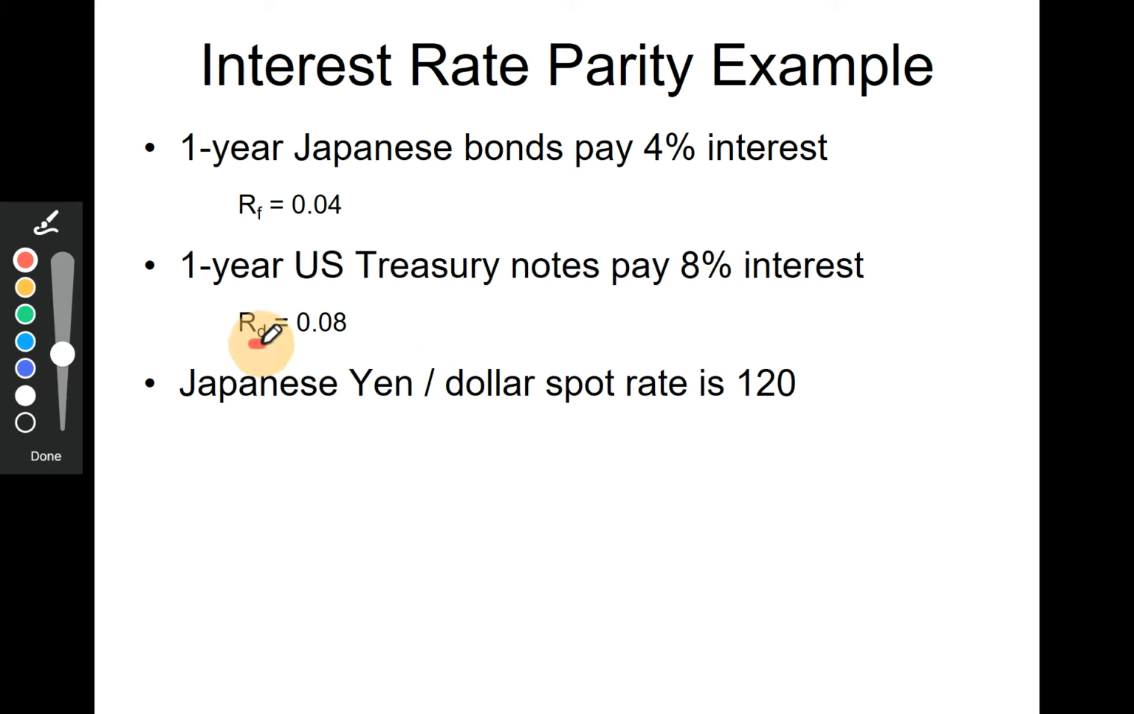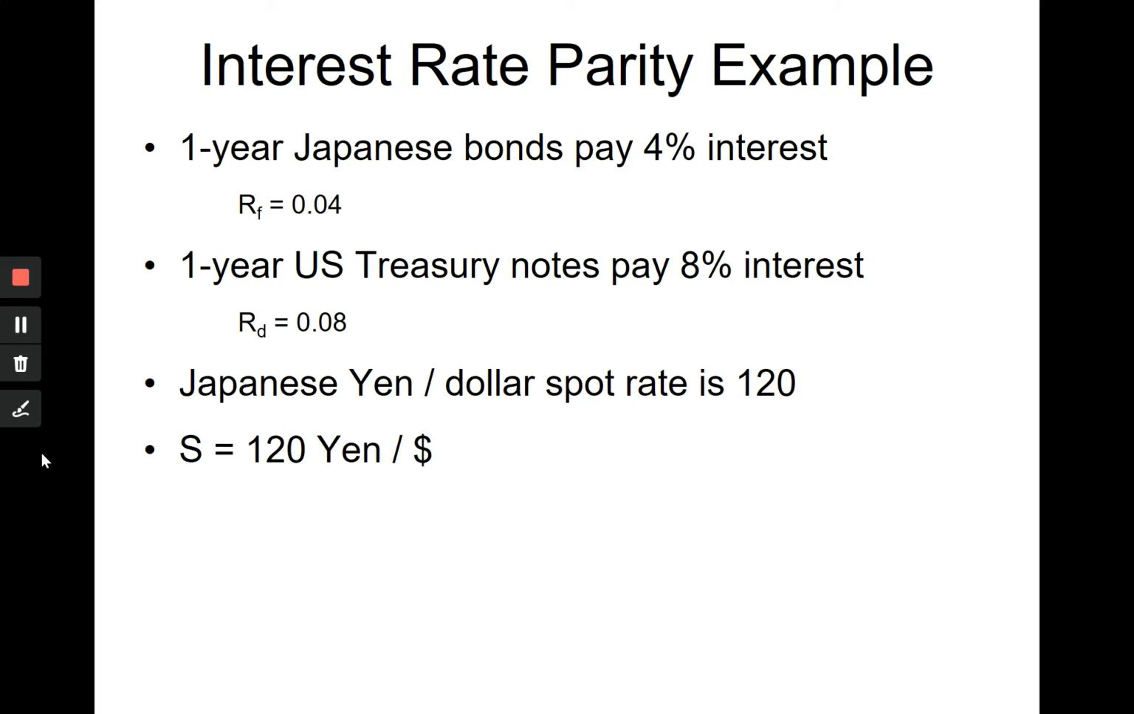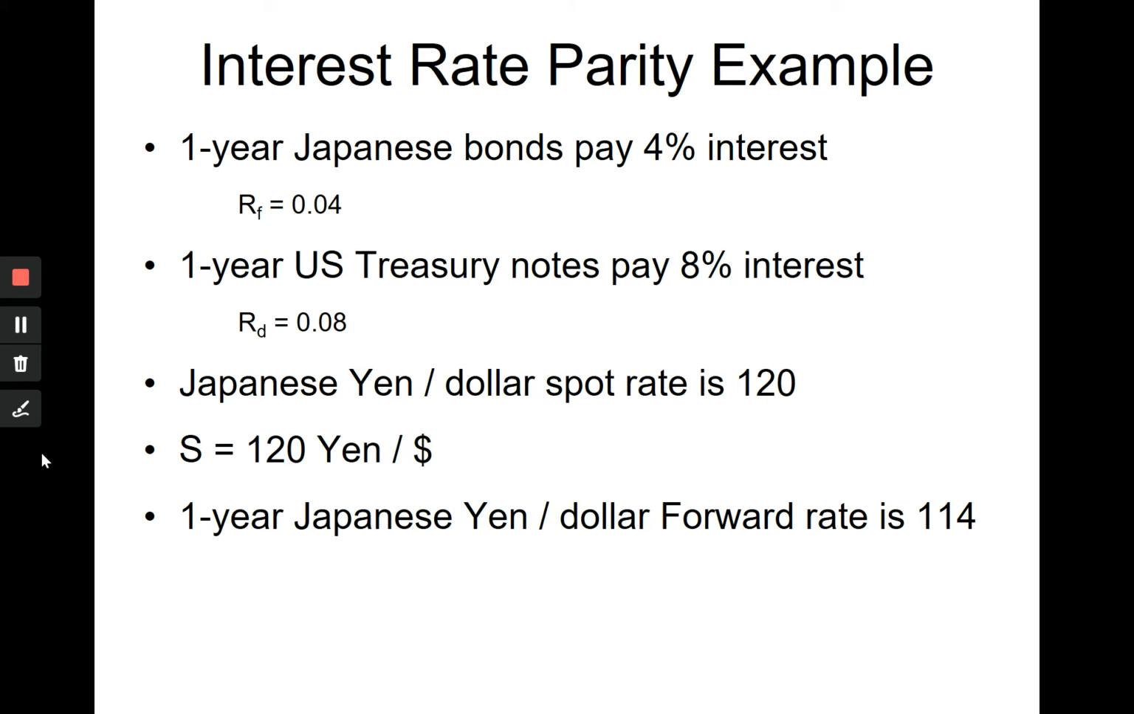So RD here is the US interest rate of 8%. And the foreign interest rate is the Japanese interest rate of 4%. So we know this after we know the yen and dollar spot rate. We write it as S equals 120 yen per dollar. The 1 year Japanese yen per dollar forward rate is 114. In other words, F, which stands for forward price, is 114 yen per dollar.